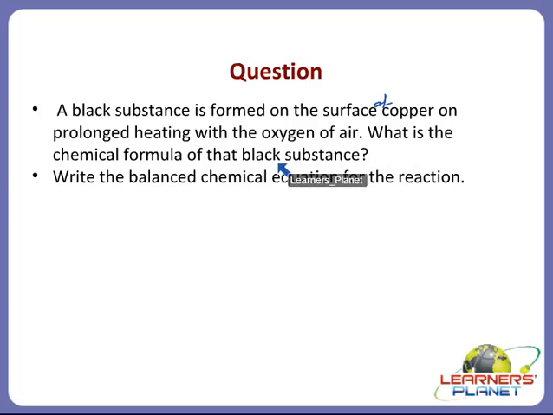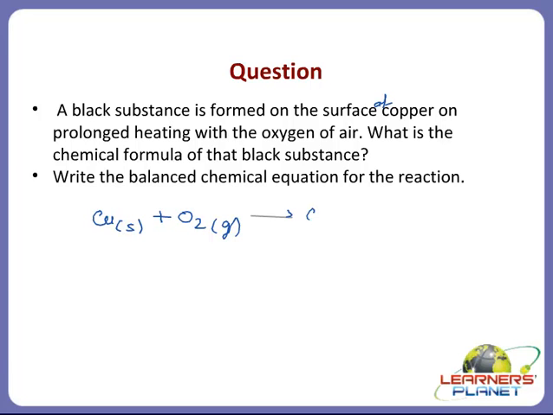What is the chemical formula of that black substance? Write the balanced chemical equation for the reaction. So, on prolonged heating, say that is Cu solid, it is heated for a long time in the presence of oxygen gas. So, what will be the product formed?